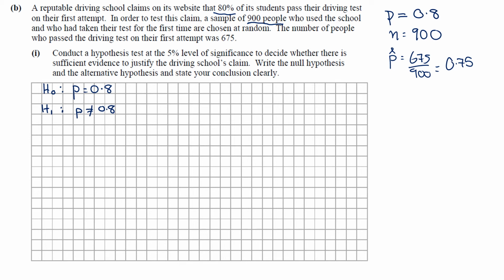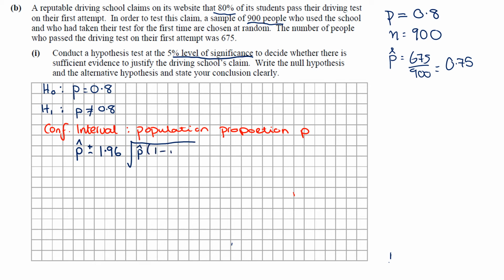So in order to test that, we're going to use a confidence interval. There's a few different confidence intervals that we use. The one we're going to use is for a population proportion P. And our formula for this is one that you need to know. So if I want to work out P, it's going to lie somewhere between p hat plus or minus my z, which is 1.96, and I'm getting that from my 5% level of significance, times the square root of p hat (1 minus p hat) all over n.